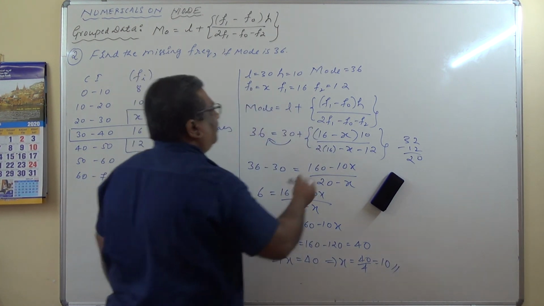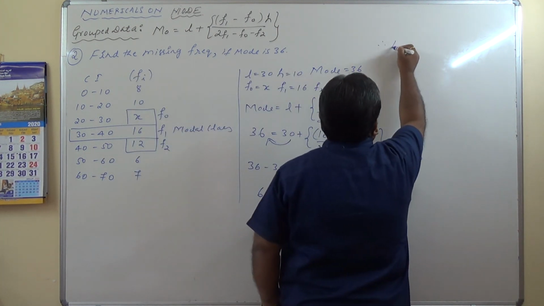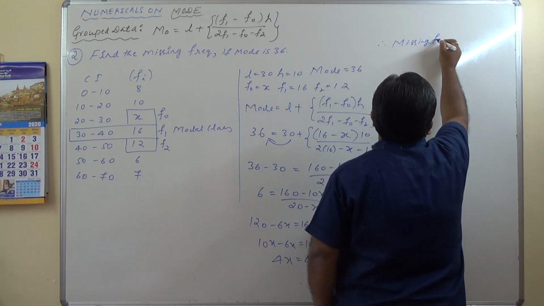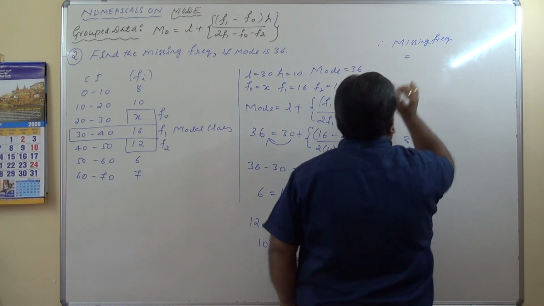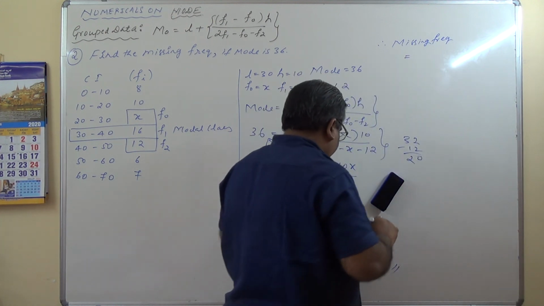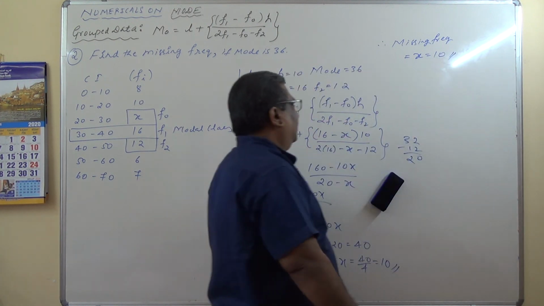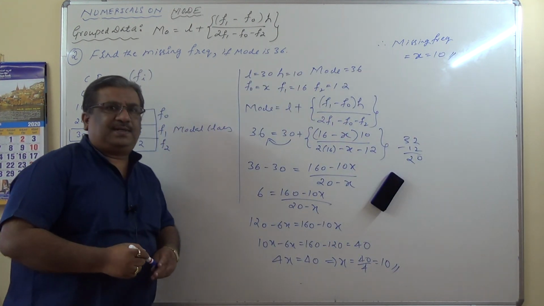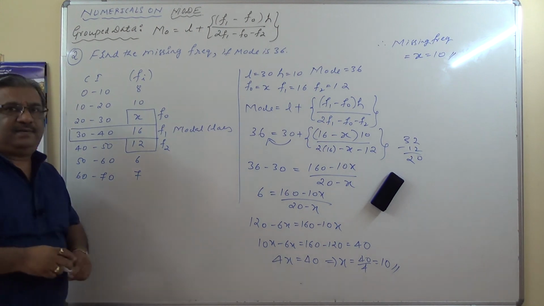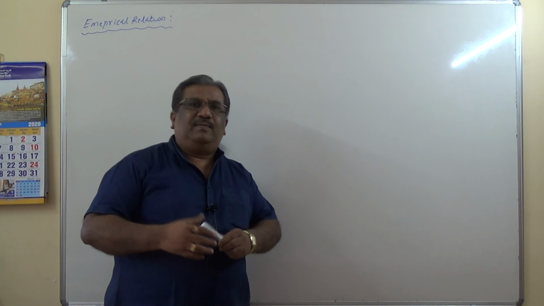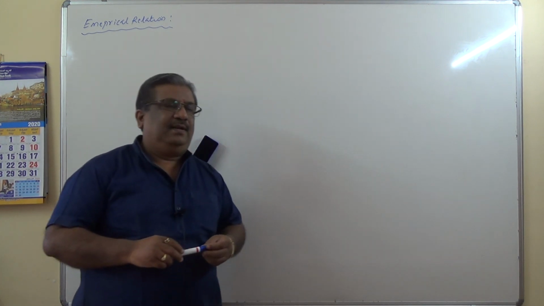And therefore the missing frequency equals x equals 10. Hope it is clear. Simple sum. So make a note of this. I'll take one more typical sum here.